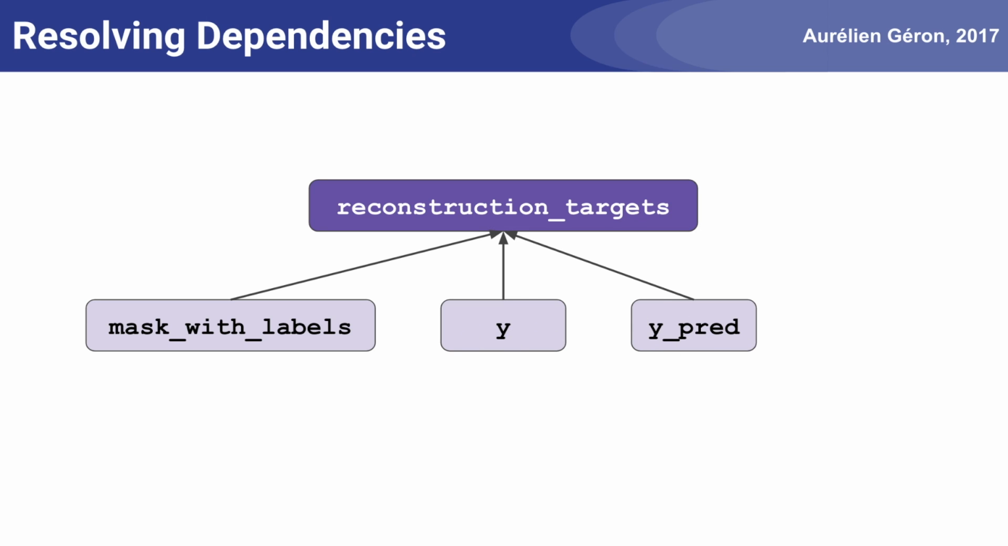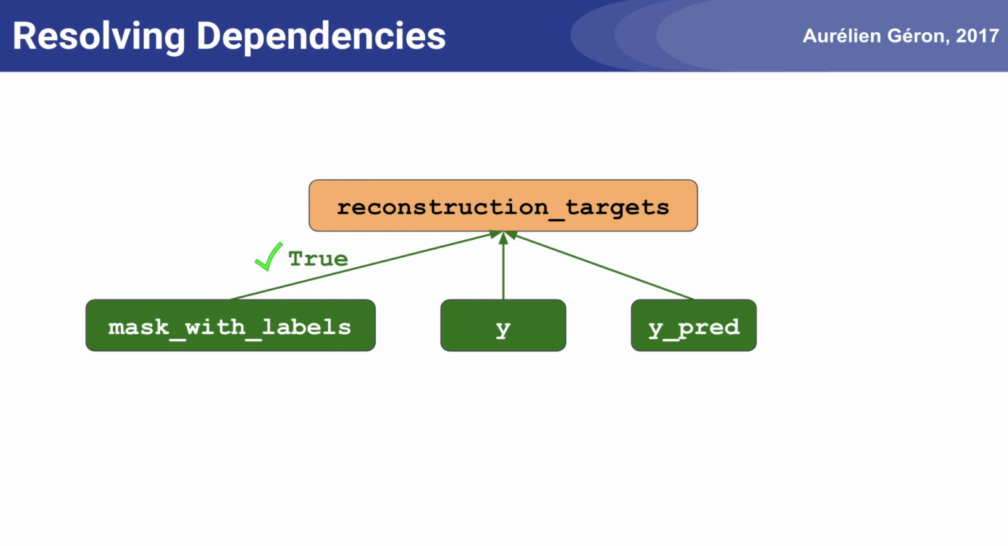And when we evaluate the reconstruction targets, or any tensor that depends on it, such as the final loss, which depends on the reconstruction loss, which eventually depends on the reconstruction targets, well, what happens is, as earlier, TensorFlow starts by resolving the dependencies. It finds all 3 bottom nodes, and it evaluates them all. So y_pred may finish first. Since these operations are run in parallel, there's no way to know in which order they will finish. So, y may finish next. And finally, mask with labels finishes.